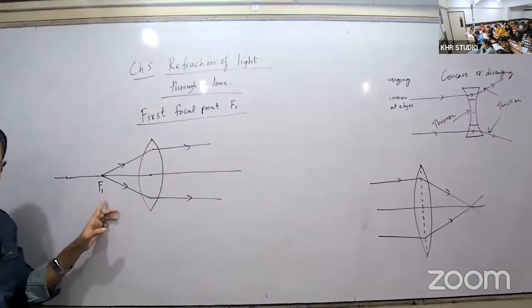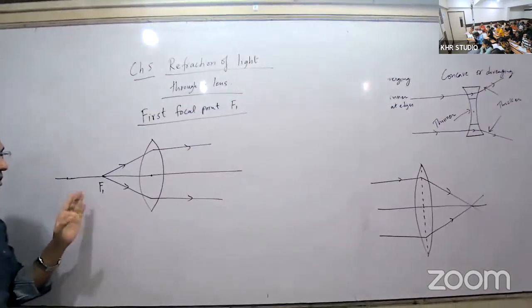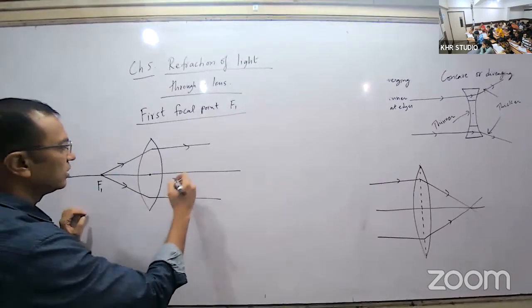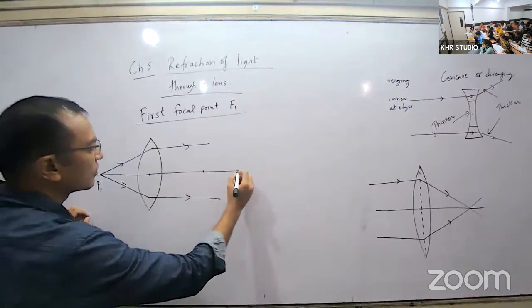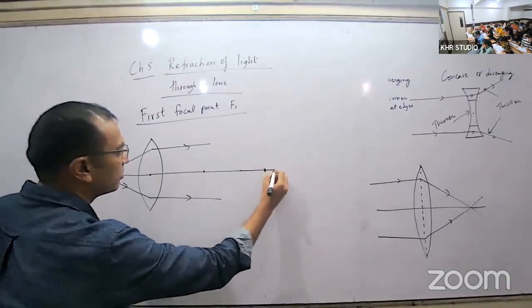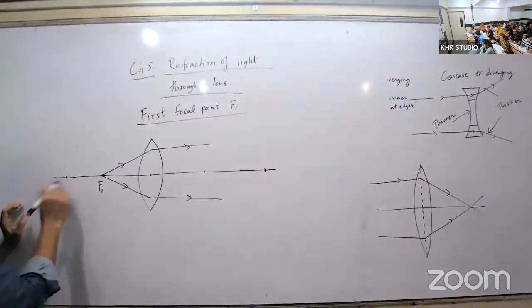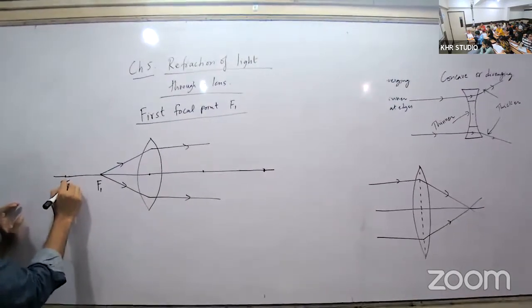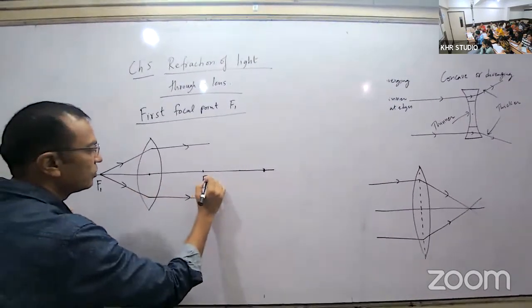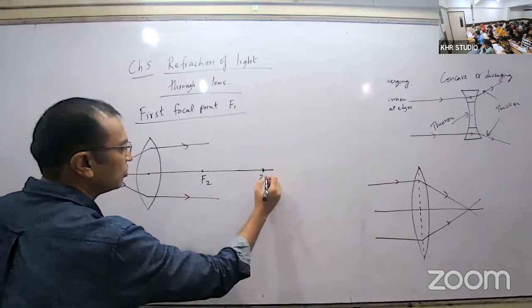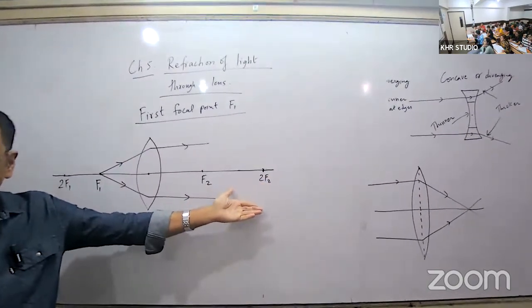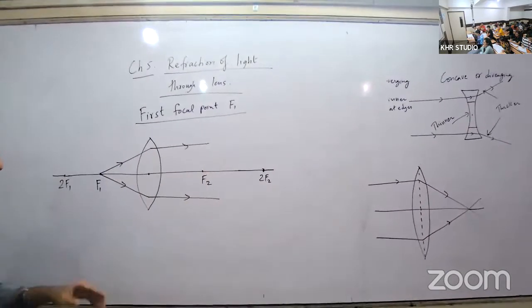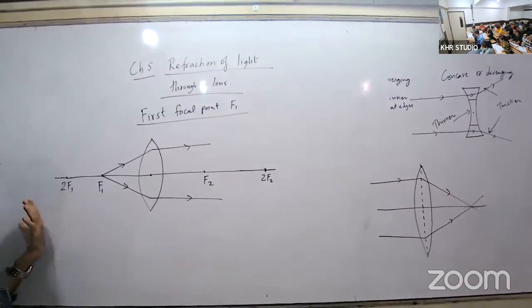Okay, then this is called first focus. If this is the first focus, then the second one will be on the right side. And double the distance, we call it 2F1, and this is F2, so this will be 2F2. What is 2F2? R2, basically, the radius of curvature on the other side. And this is the radius of curvature on the left side.